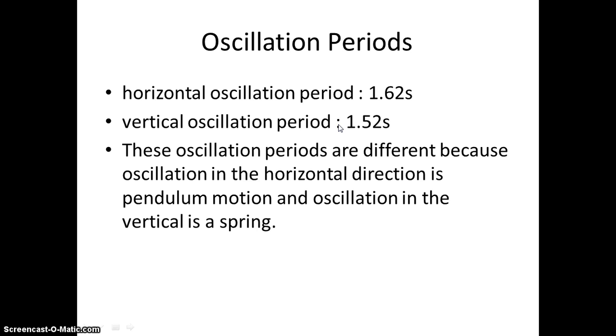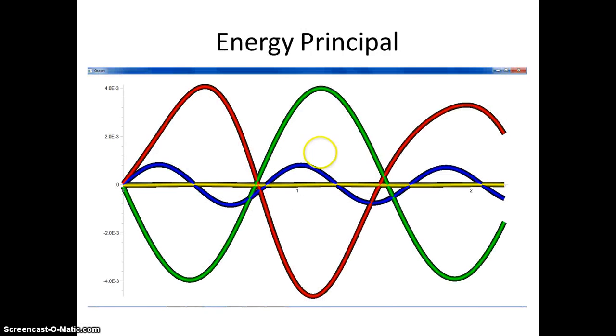These oscillation periods are different because the oscillation in the horizontal direction is pendulum motion, and oscillation in the vertical is due to a spring. While they appear similar, they're two different types of motion, and the equations for the time period for the two different types of motion are different. And so while a lot of the numbers are the same for them, you're going to get slightly different answers.